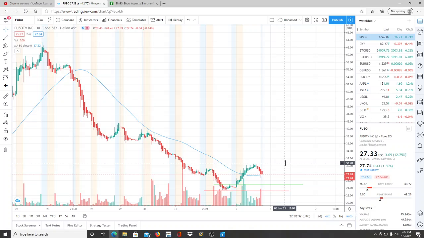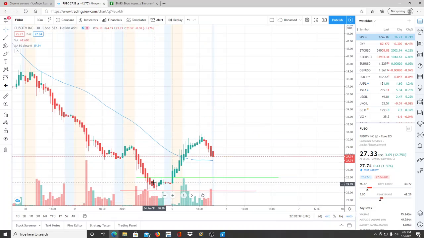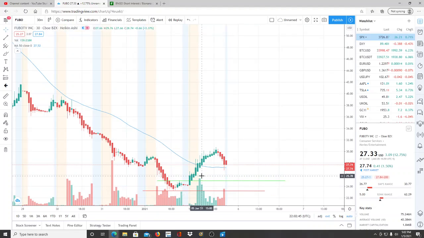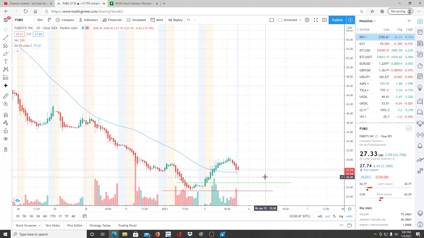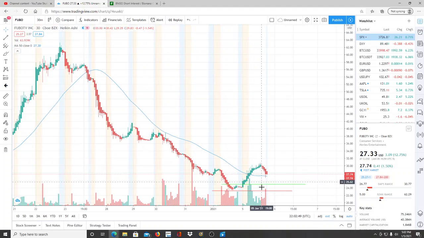So, Fubotv Inc. has had a run today, right? You can clearly see here how resistance was definitely used as a support. Very clear there. And it's very important to keep that in mind, why these resistance levels and support levels are so important.